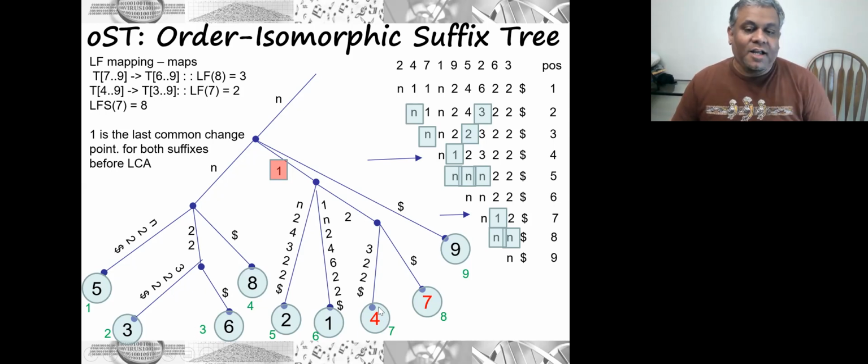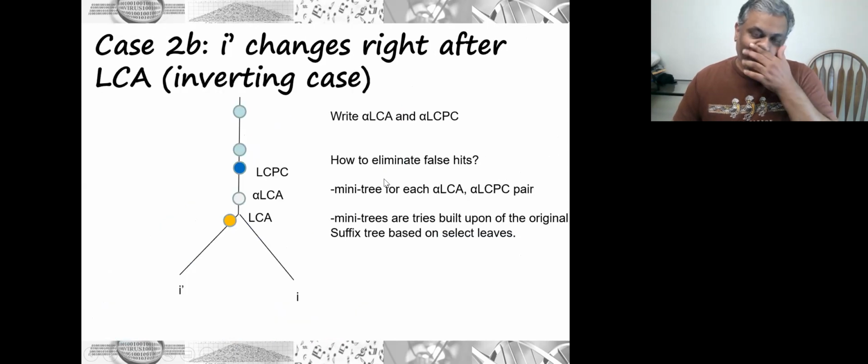So if I want to find this guy's LF successor, all I have to do is find the first qualifying node on the right of it, and that's where you find this one. Case 2b is something where everything is nice and same here, but then there is suddenly a change point right here. That means I prime, the LF successor of I, actually comes before I, and this is called the inverting case, because of this change point I prime actually inverts over I and goes on the right side of I here.